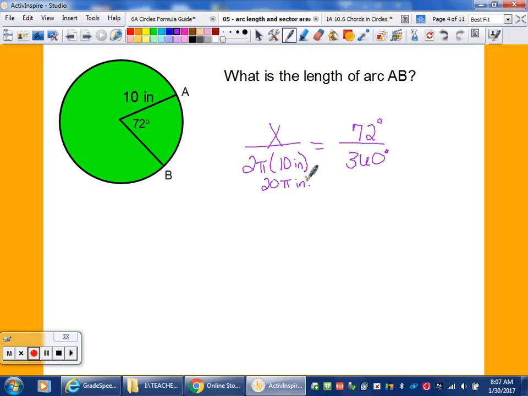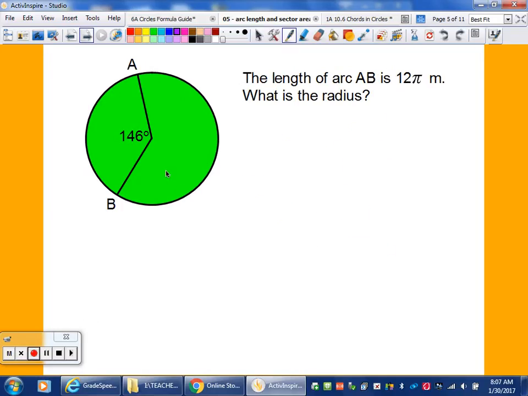And then 20 times 72 gives me 1440 pi over 360. So I divide the 1440 by the 360. And I come out that the arc length here is 4 pi inches. Not so bad, right? Alright, one more.